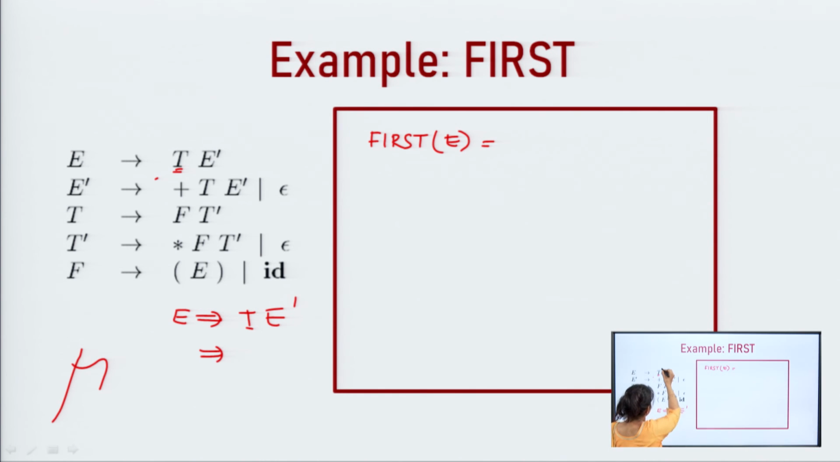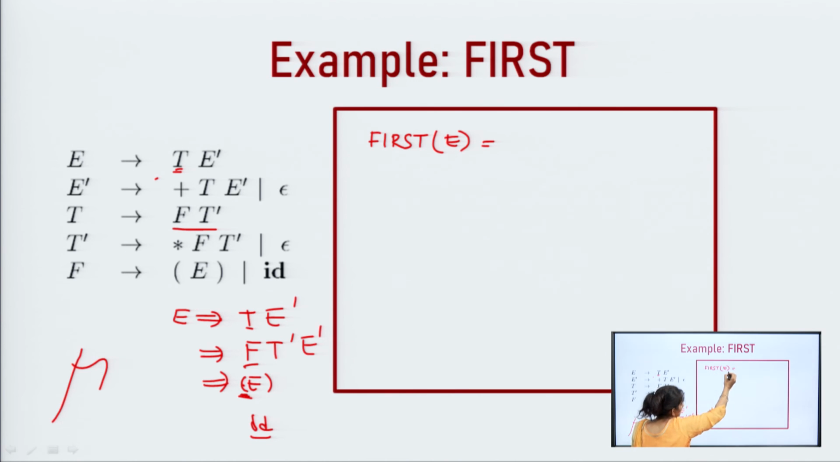Now, in place of T we can write F T prime and E prime. Now, in place of F we can either write opening parenthesis E and closing parenthesis, or we can write ID. So, this F will derive the string whose starting terminal is opening parenthesis or ID. So, using E we can derive some sentential form or some string of grammar symbols, and the possible starting terminals for that string will be opening parenthesis or ID. Now we have only one alternate, so this is first of capital E.